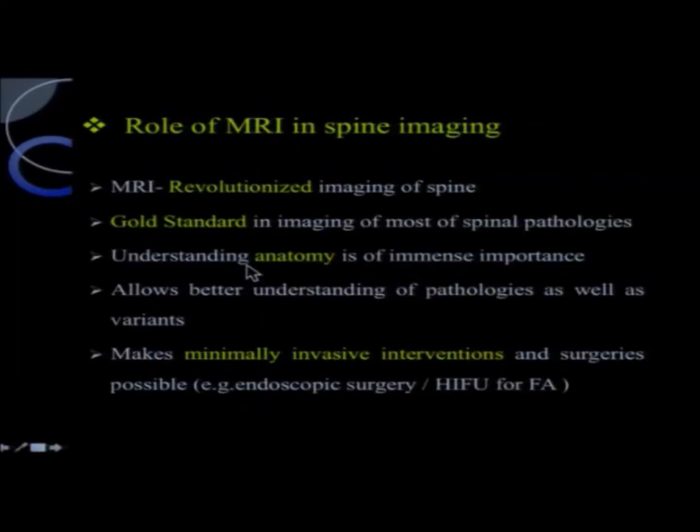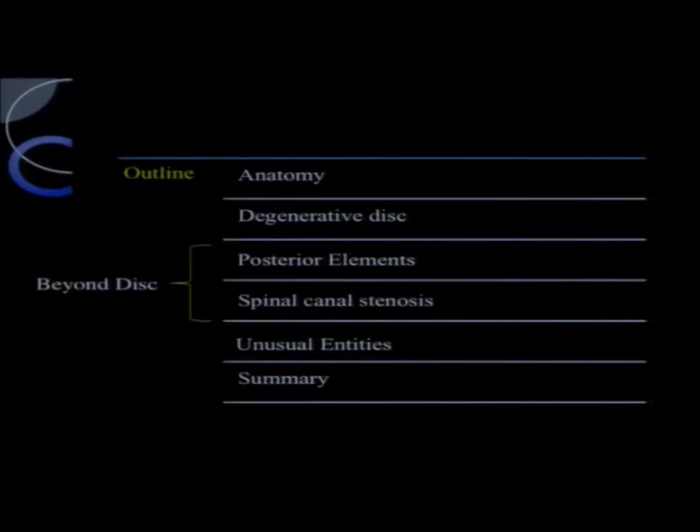For all these, MR obviously is the gold standard for imaging, but understanding anatomy is of immense importance, and that's what we'll do in the next half an hour. It definitely allows us to have a better understanding of degenerative disc diseases and disorders associated with it. And for our spine surgeons, it makes minimally invasive interventions and microsurgeries, microlumbar discectomies or scopy-assisted surgeries possible.